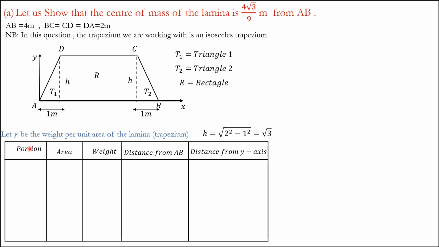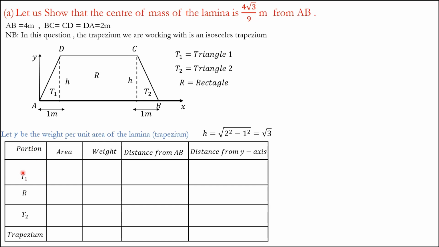Now, this portion is going to be constituted of the 2 triangles and our rectangle, and since the trapezium is the lamina whose center of mass we want to determine, it's actually a composition of these 3 portions. Now we are going to determine the area of each of the portions, their corresponding weight, their distances from AB, and the distances from the y-axis. Now, why are we coming out with this table? This table guides us to easily use the data without making any mistakes. So this table is very interesting.